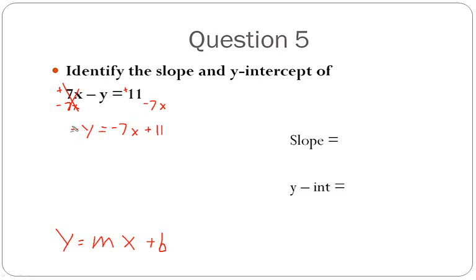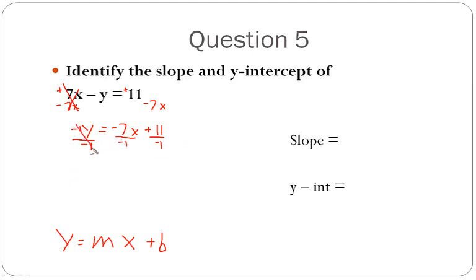Okay, next I have negative y and I just want y. So to get rid of the negative, you can think of this as negative 1y. I'm going to divide by negative 1. I'm going to go ahead and distribute it to each term, because what I do on one side I have to do on both sides.